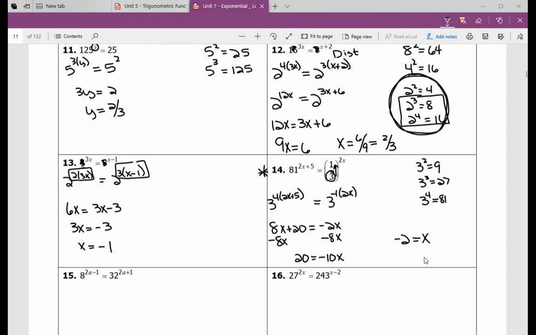Now, I hear the lunch cart, so we got one more. Do you want to see 15 or do you want to see 16?